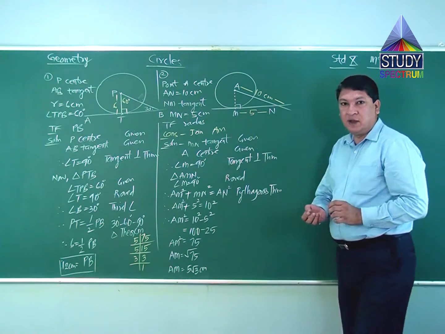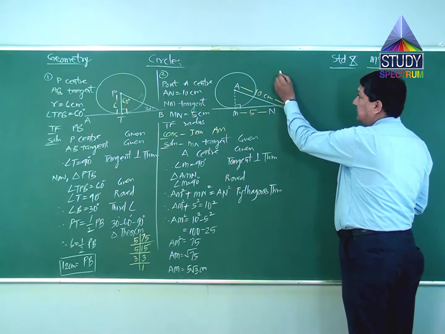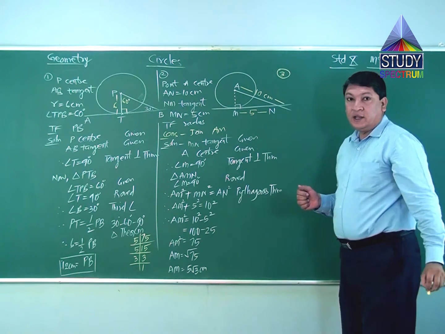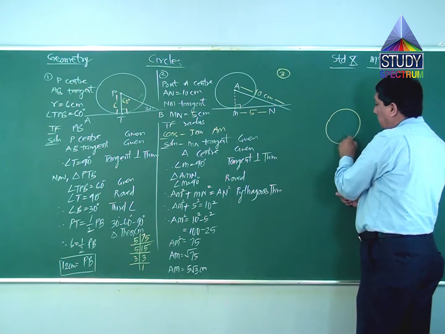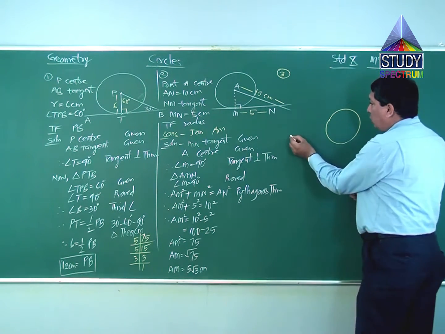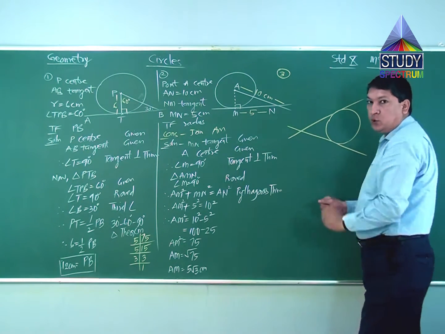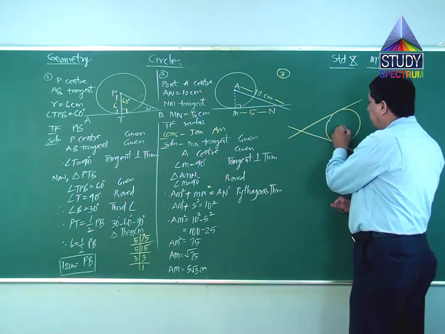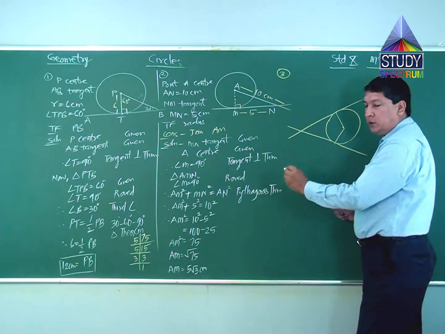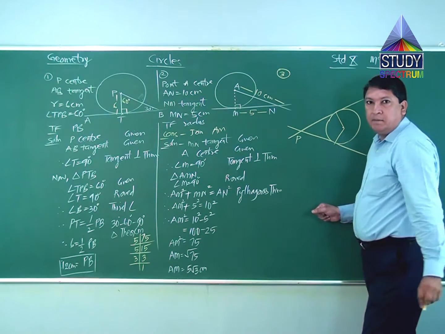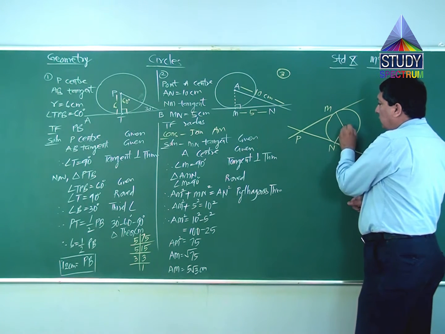So we'll take one more sum now. That will be the third sum of your exercise. Now in this sum, there is a figure drawn and there are two tangents drawn from an exterior point. Center is given. This is how the figure is drawn. Points are P, M and N and the center is O.